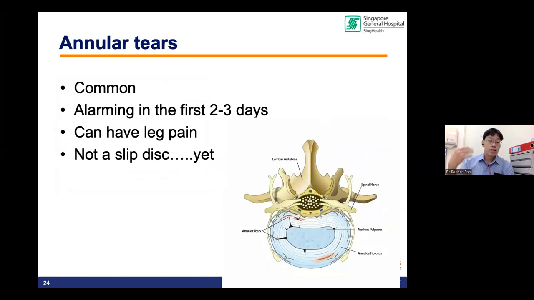Multiple annular tears can lead to a prolapsed disc, but often patients who are very worried that they have a slip disc come and ask me, is this a slip disc? And the answer is not yet. Because when you start having this back pain, one should start taking preventive action to prevent these tears from staying there and from becoming bigger tears, which then allow the jelly, called nucleus pulposus, in the center of the spine, to come out and push on the nerve.